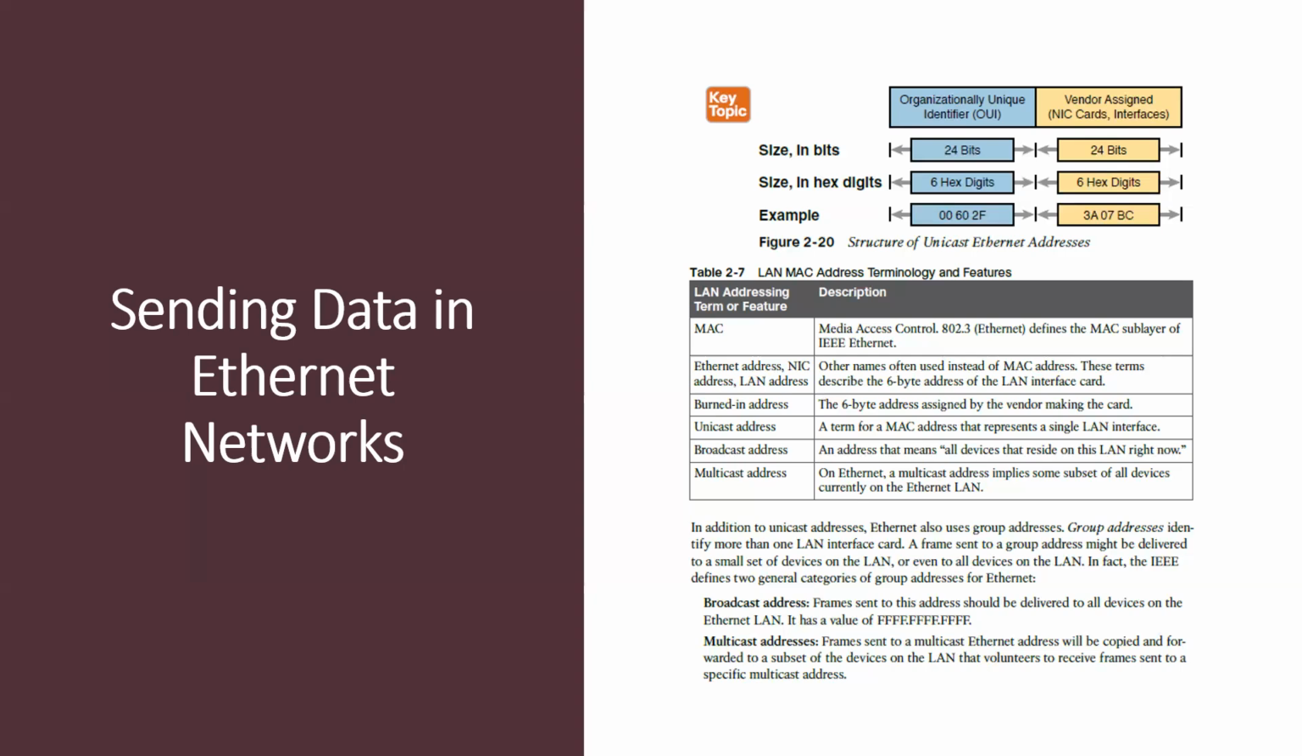Broadcast address, right? Broadcast, I'm sure you guys have heard the radio, what have you, broadcast messages to everybody, right? Maybe saying, hey, there's rain coming, or there's going to be an earthquake. That's typically what a broadcast is. And now let's talk about this in networking. Broadcast address means an address that means all devices that reside on this local area network right now, okay? And again, we'll touch on that when we talk about broadcast domains and VLANs and what have you, but just for now, an address that means all devices that reside on this LAN right now.